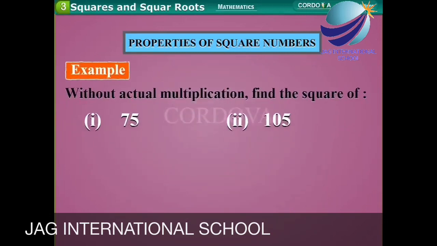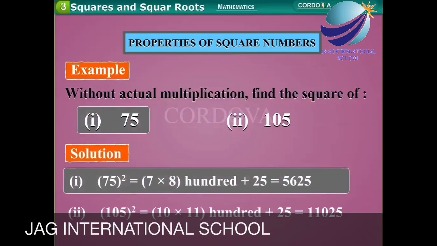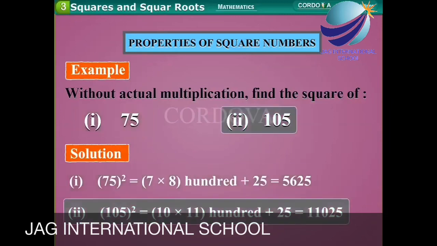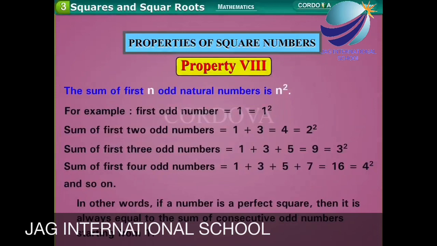Example: without actual multiplication, find the square of 75, 105. Solution: 75 squared is equal to 7 into 8, 100 plus 25, which is equal to 5625. 105 squared is equal to 10 into 11, 100 plus 25, which is equal to 11025. Property 8. The sum of the first n odd natural numbers is n squared.